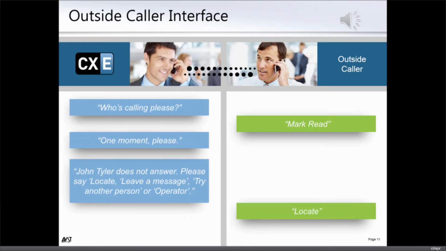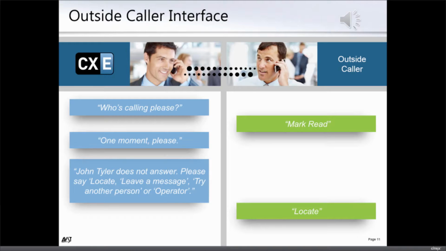I can set that up in this kind of scenario where a call comes in, John Tyler doesn't answer, and now if the user says locate, it'll go out to the other devices or telephone numbers associated with the user. That's part of the find me, follow me functionality. Once again, all in a single product, so it's an integrated experience.